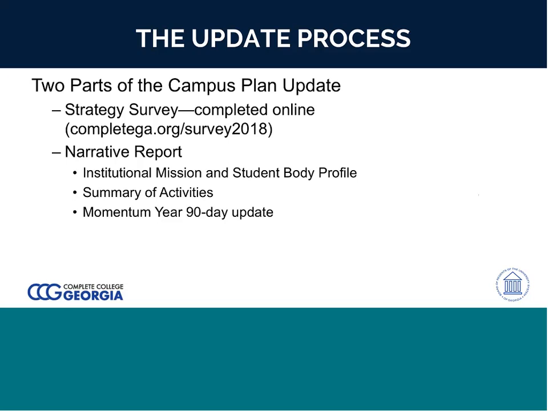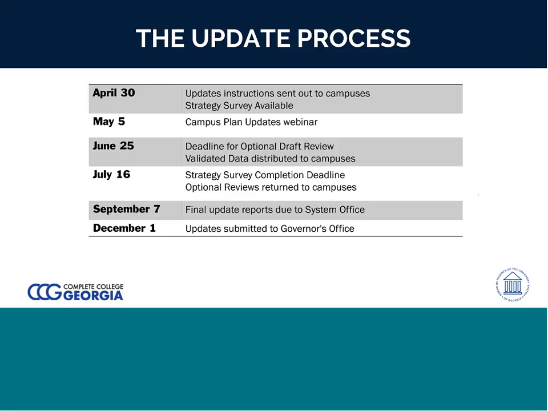And then there's that narrative report, which is probably the more familiar thing. It's the item that is posted online. You can see it is largely unchanged. 2 of the 3 sections are similar to what was done in the past. The first one is identical to what you've done in the past. The summary of activities can be the same or can be slightly different depending upon your preference. And then we do have that new element, the 90-day update for the momentum year.